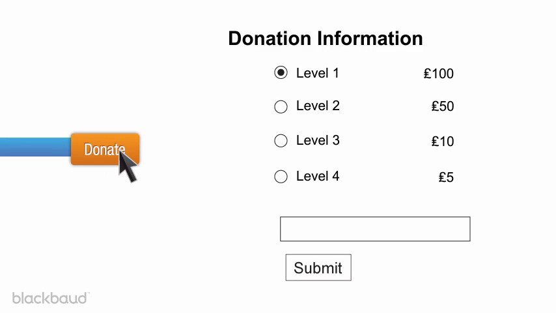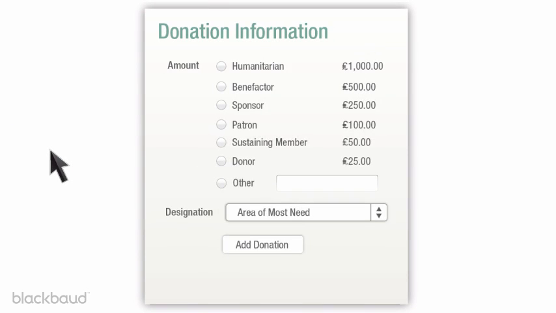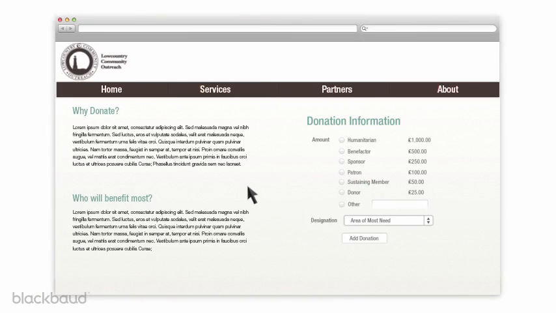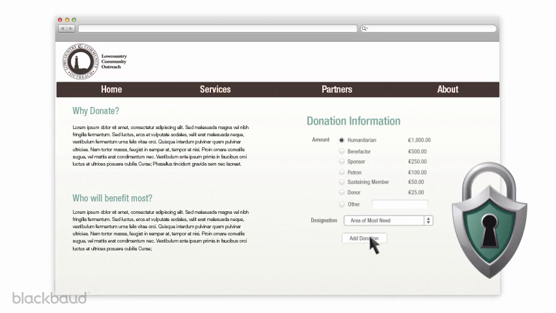Simply extend your existing website with Spark's pre-built donation forms. You can customize the fields and look and feel to provide a tailored experience for your supporters. And because forms are hosted by Blackbaud, transactions are secure, ensuring donors feel safe and protected.